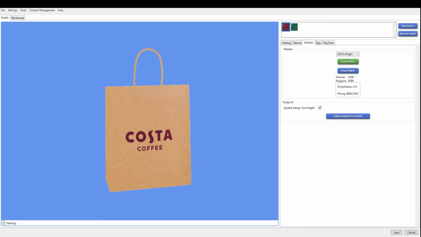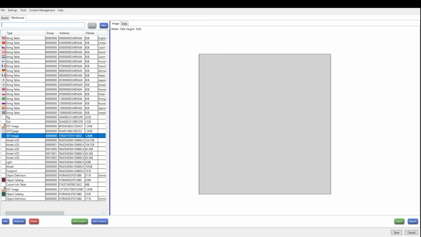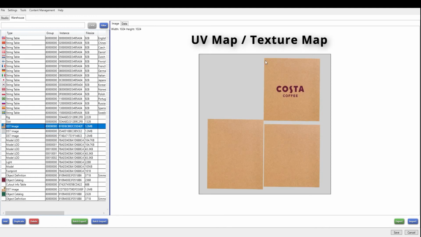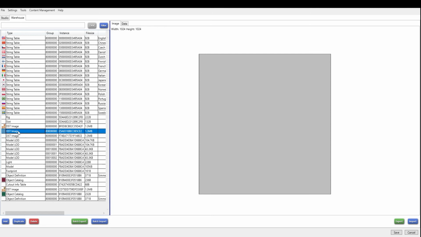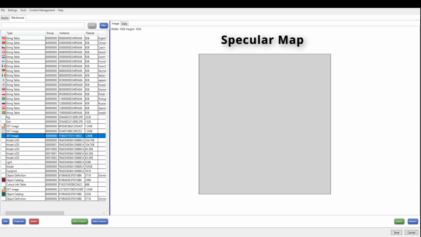Then we'll go over to Warehouse, and you see these three files here. So the first one will always be the texture file. The second one is a normal slash bump map. And the third one is a specular map for your lighting or where the light hits. I've created my own normal maps and specular maps. They are 1024 by 1024. That's where I create my texture maps.